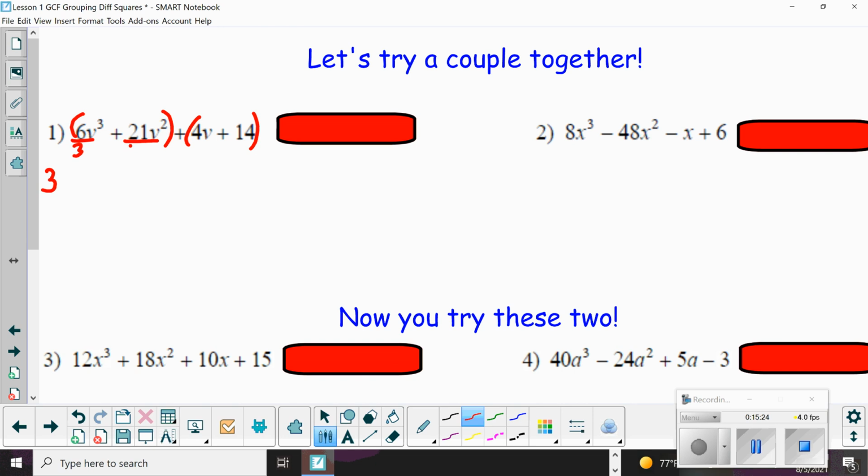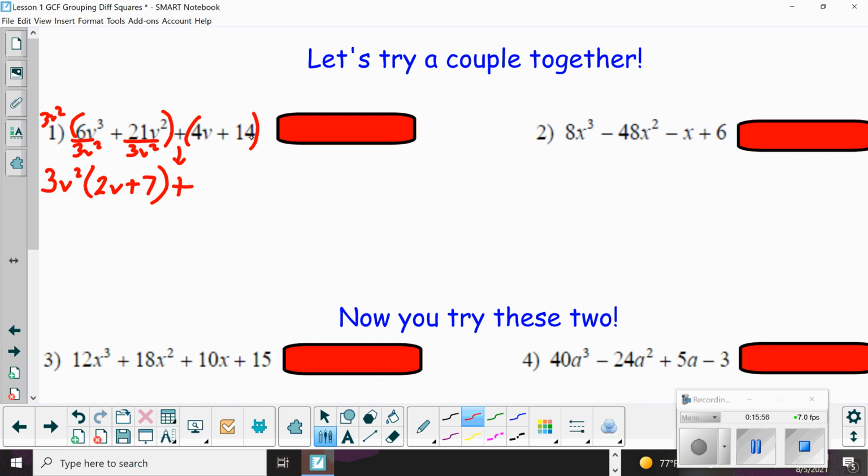And then I've got a v cubed and a v squared. So I'm going to take out a v squared. And that's going to leave me with 6 divided by 3 is 2. V cubed divided by v squared is v. Plus 21 divided by 3 is 7. V squared divided by v squared is just 1. Then this sign in the middle comes down.